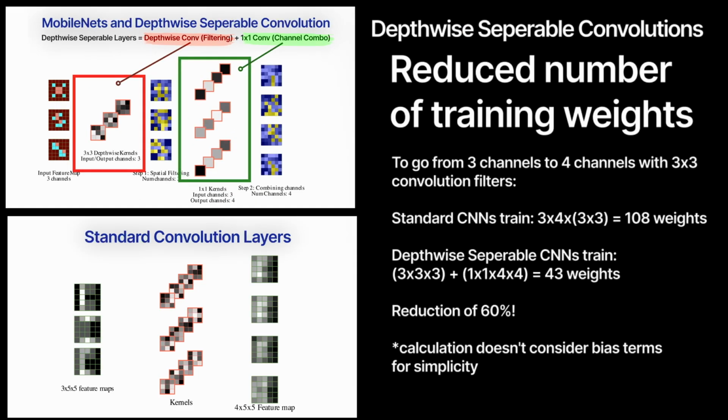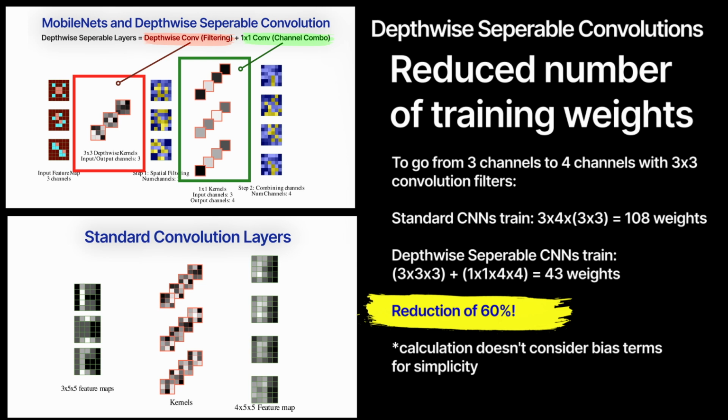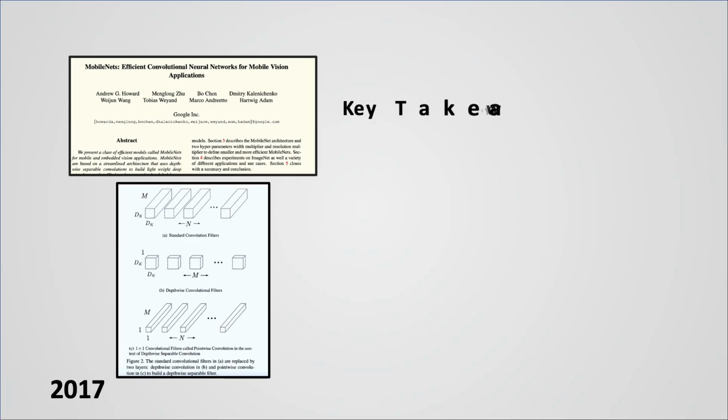And by separating the filtering and combining steps like this, it drastically reduces the number of weights, making it super lightweight and still retain a lot of the performance. And here are some highlights from MobileNet.